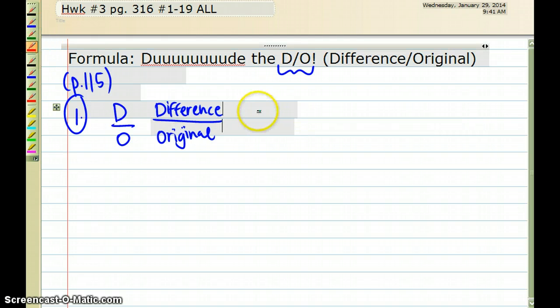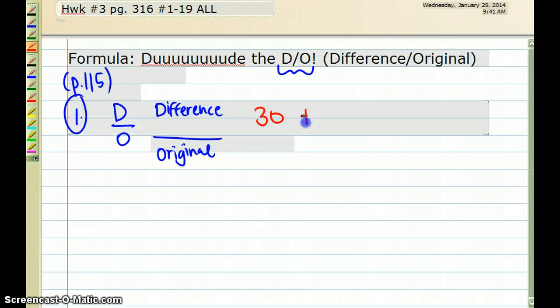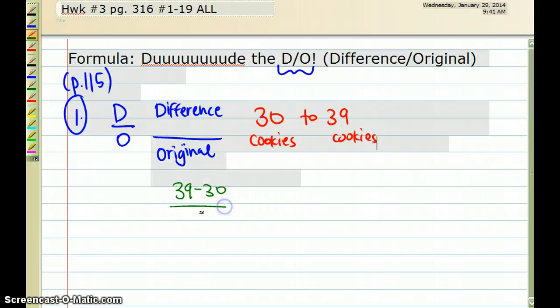And for number 1, we start with a problem that says 30 to 39. Maybe the 30 means cookies, and then you got more cookies because someone shared their Girl Scout cookies with you. Either way, you had 30 and you now have 39 of something. And so you basically take the difference because it's changing. The difference is 39 minus 30, which gives you the numerator of 9. So you have 9 more cookies, and then the original amount that you started with would be the 30. You had 30, and so you've got 9 over 30.